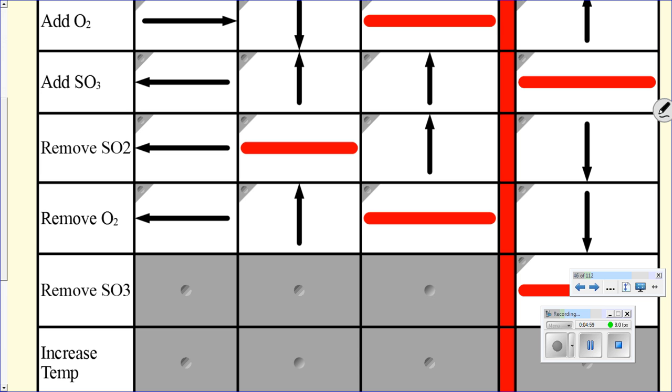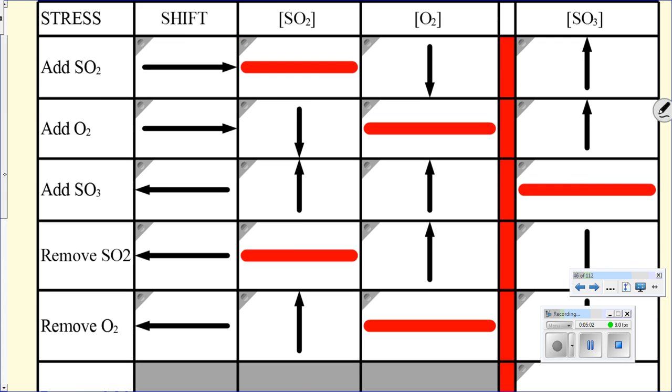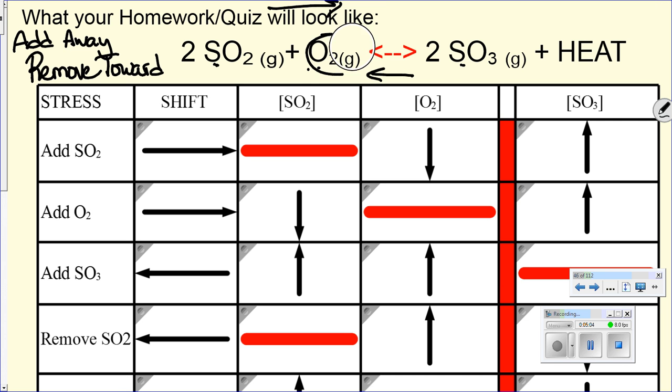Last but not least, we're going to remove SO3. So when we remove SO3, remove, shift towards, so we're going to shift this way.